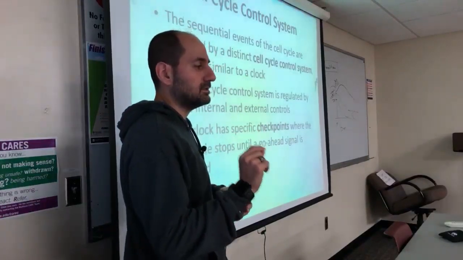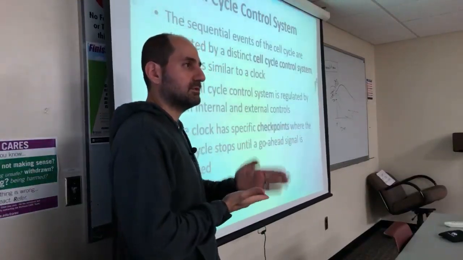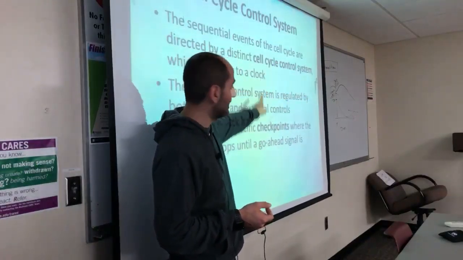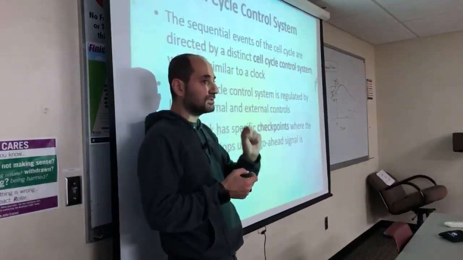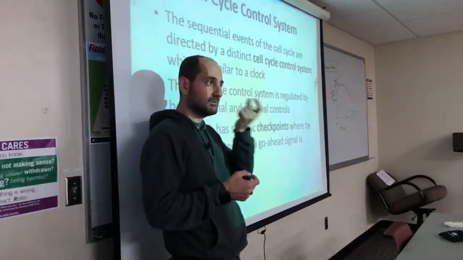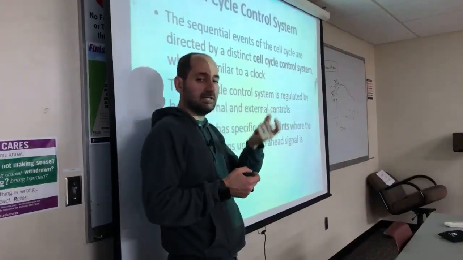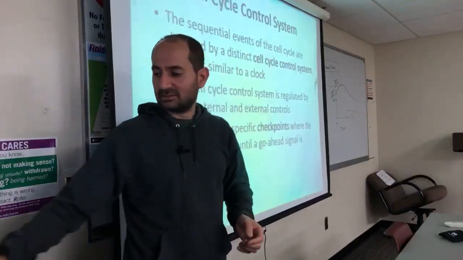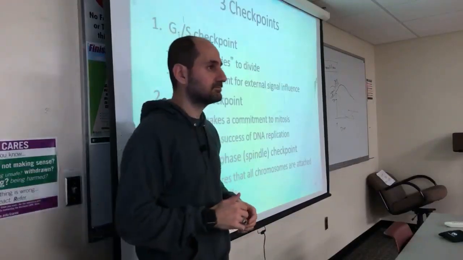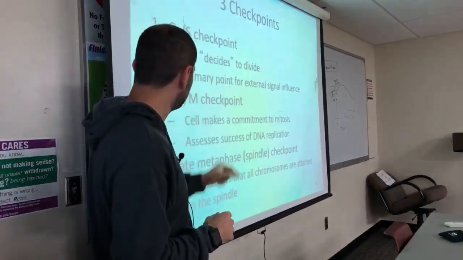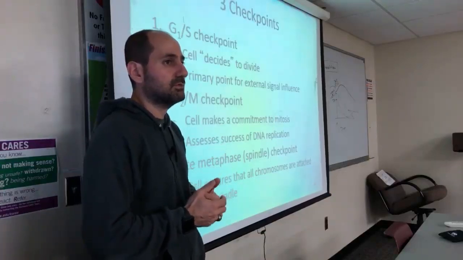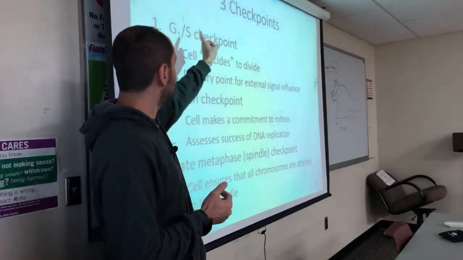But how do your cells know when to divide, when not to divide? It's all because of the cell cycle control system, which is made up of checkpoints. The checkpoints are actually proteins, and their job is to tell the cell when to divide. There are 3 checkpoints, right? G1/S, G2/M, and the late metaphase, or spindle, checkpoint. What's the main checkpoint? G1. You should know that.